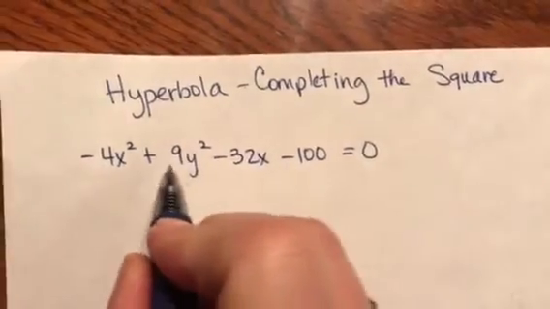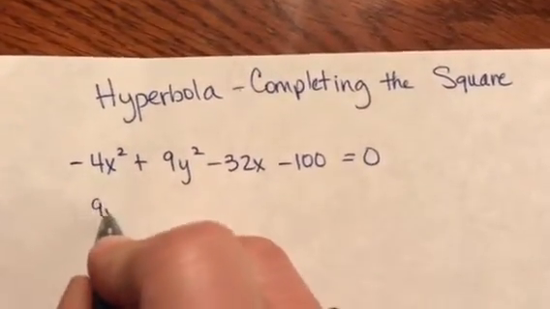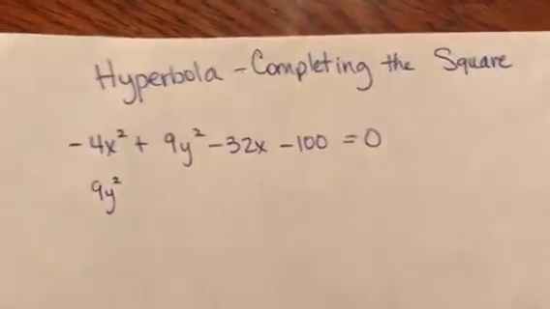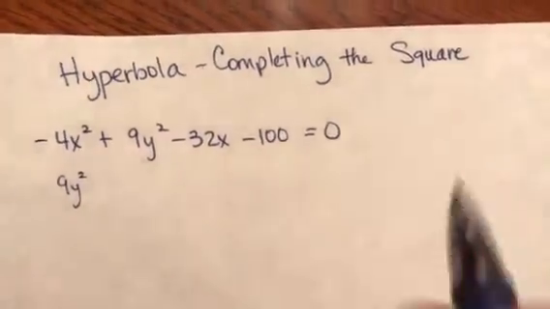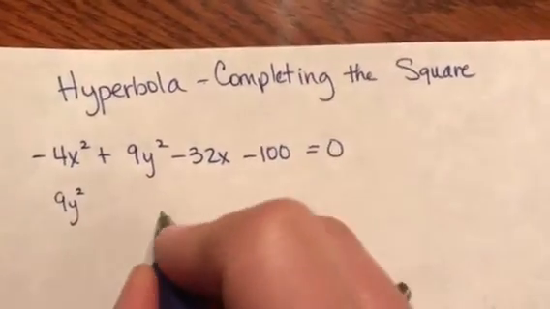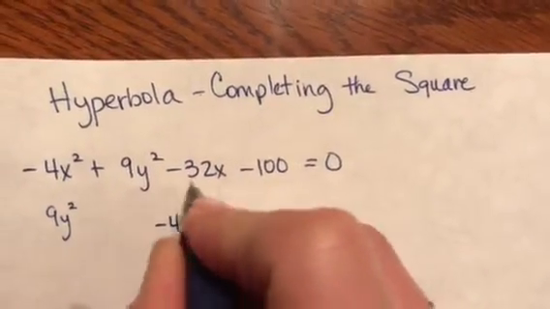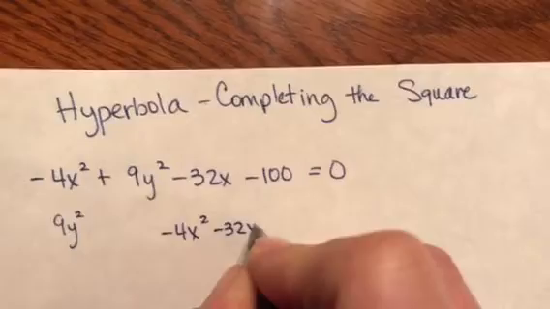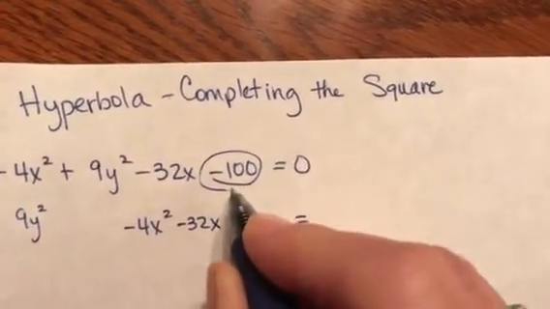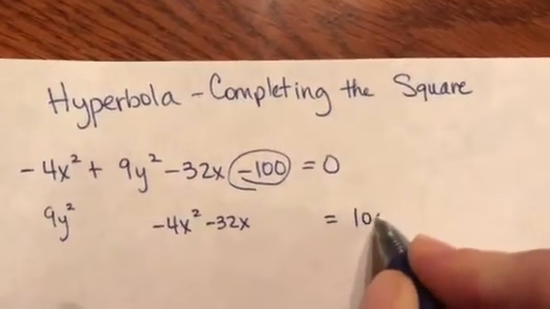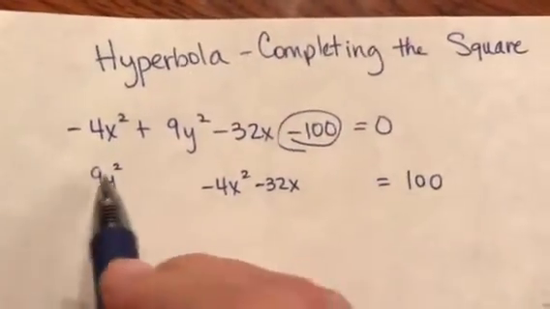So when you complete the square, you want to put the positive term first. It has nothing to do with whether it's an x or a y. You want to put the positive term first. I notice there's no other y's, so that's good for that one. And then I'm going to put my x's. There's this negative 32x here. And then all my constants, I'm going to move to the other side. So if it's a negative 100, when I move it to the other side, it's going to be a positive 100.